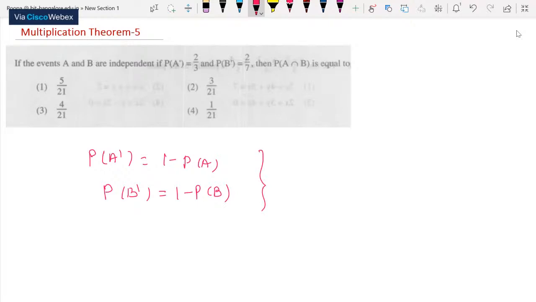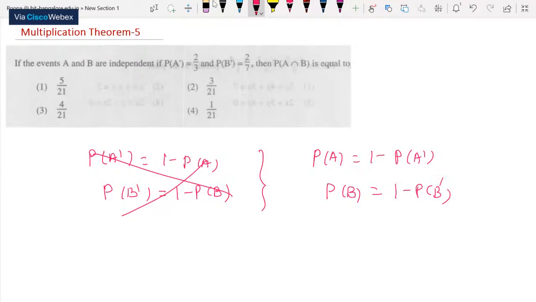Sorry, they already gave the complement values, and I want to find P of A. P of A is nothing but 1 minus the probability of A complement, and P of B is nothing but 1 minus the probability of B complement. Okay, and then you use this one.